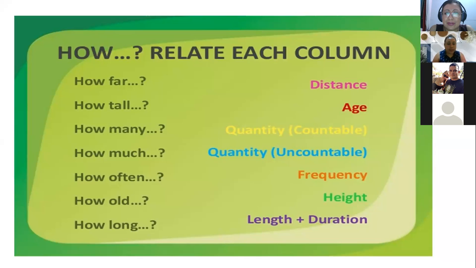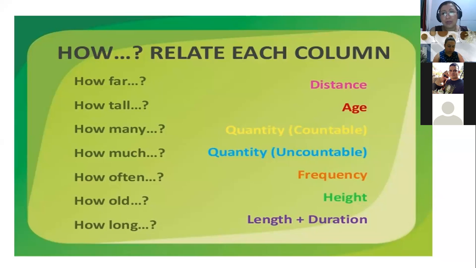About the time, teacher? Length plus duration. That's length plus duration. For example, how long will it take to wait for my car to be repaired? You can say it will take a month because the problem is very serious. I can say, how long will your vacation last? And you can say, my vacation will last one week, for example.